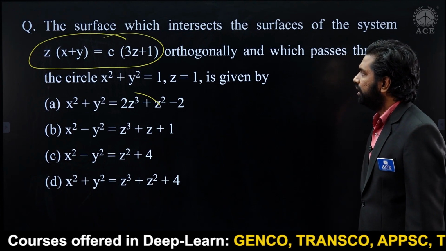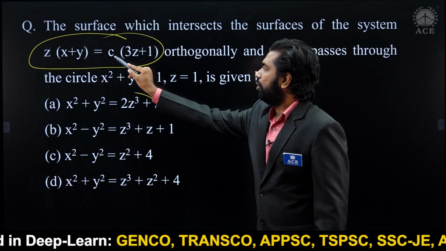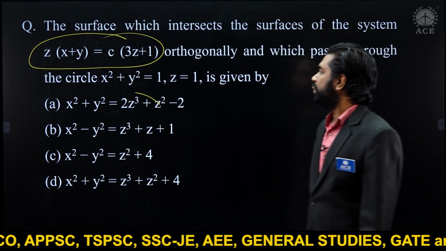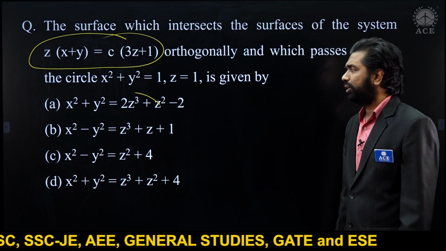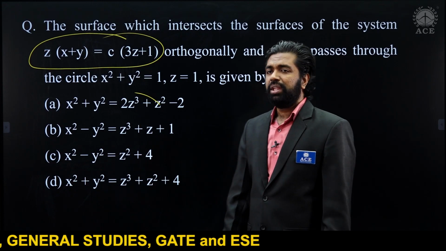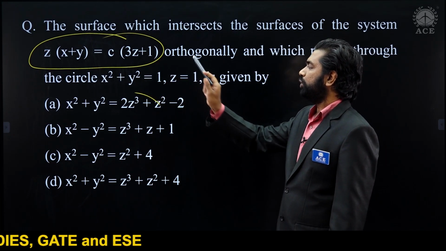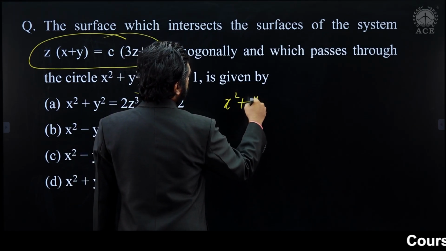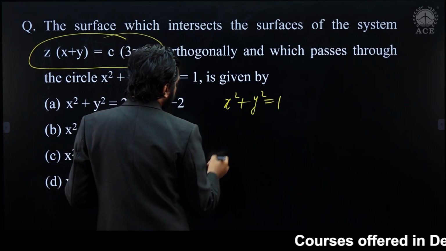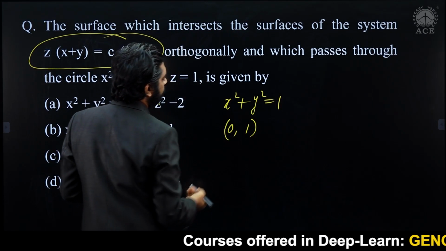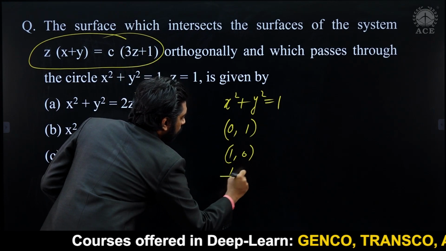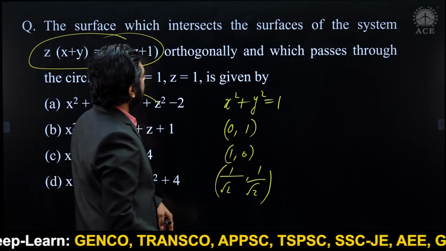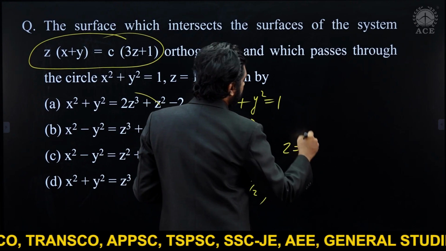So what I would like to do is, he clearly says the required surface is orthogonal to this and also passes through the circle x square plus y square equal to 1 and z equal to 1. So I would like to verify the options. If you look at the circle x square plus y square equal to 1, it passes through points like 0, 1, 1, 0, 1 by root 2, 1 by root 2. In all these cases, the value of z is 1.